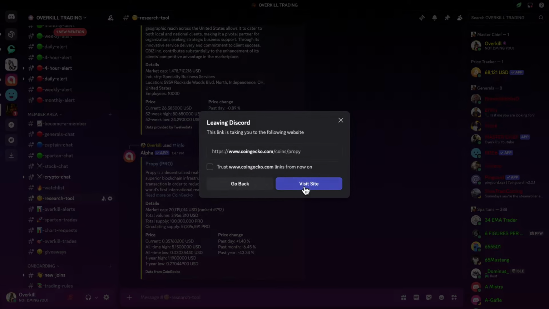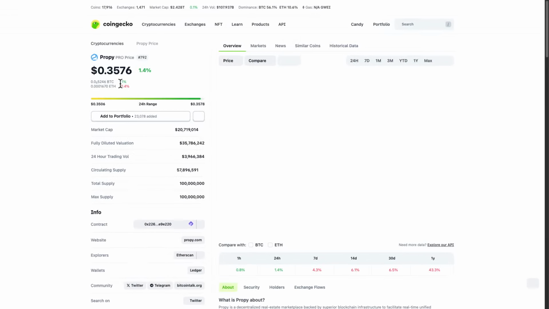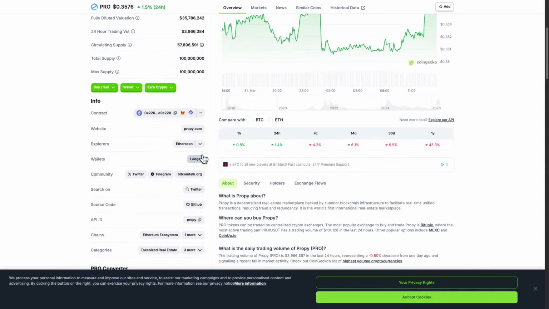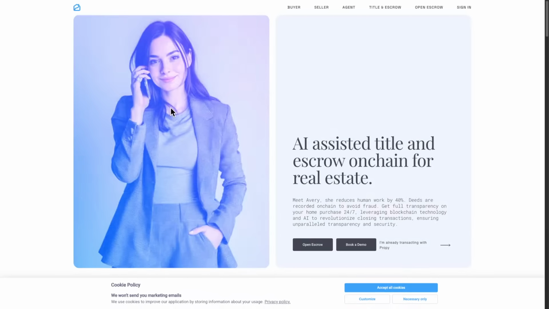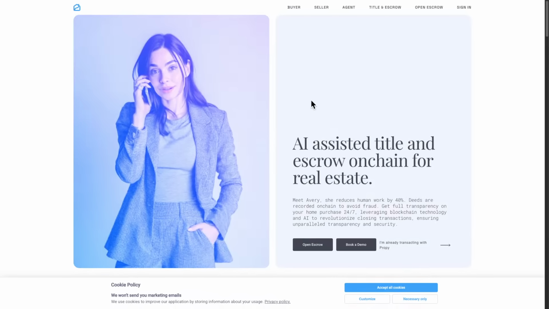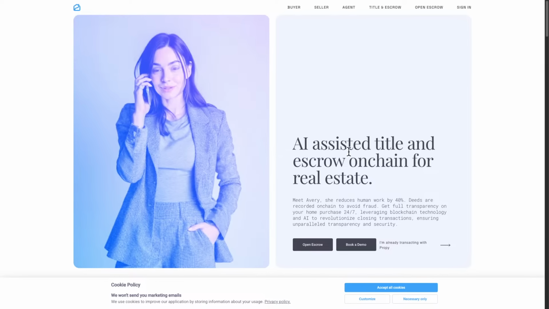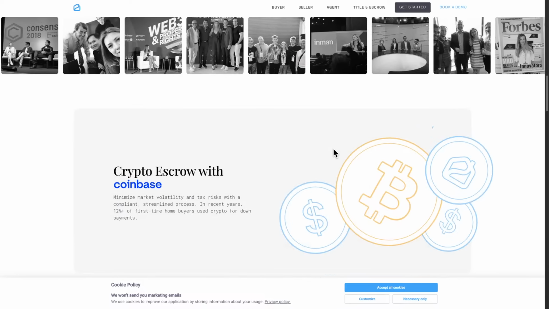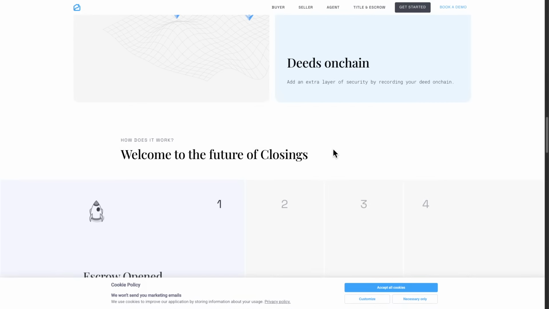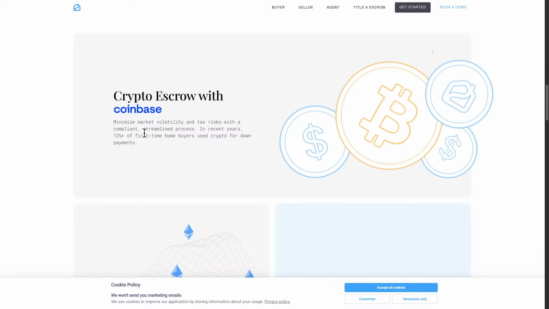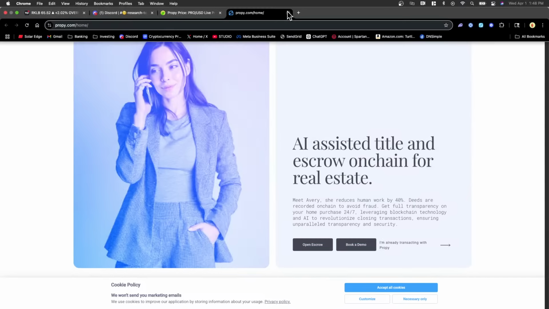You can actually click this link, and it'll take you over here to CoinGecko. And you could look at the chart, and then here's their website. So it looks like title and escrow. Interesting. With Coinbase. Yeah, it's the lowest price in 3 years, brother.